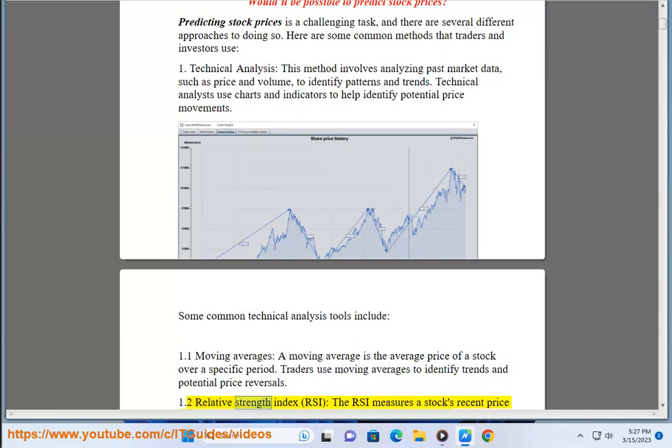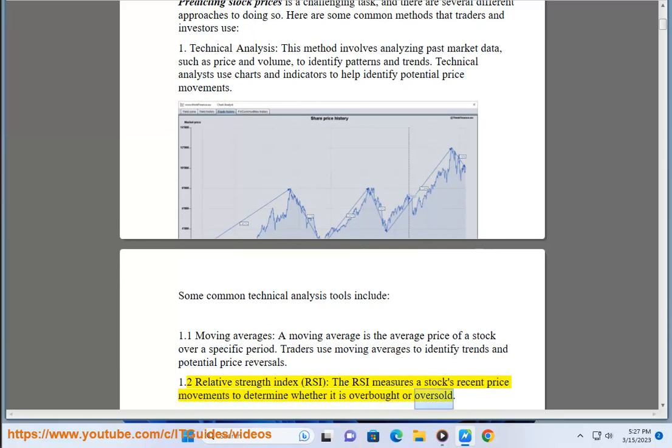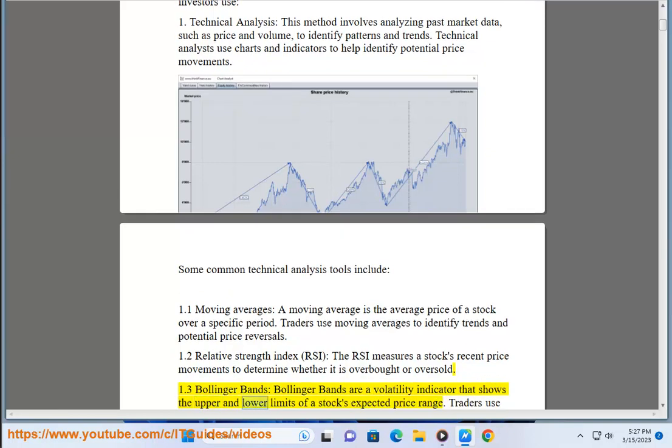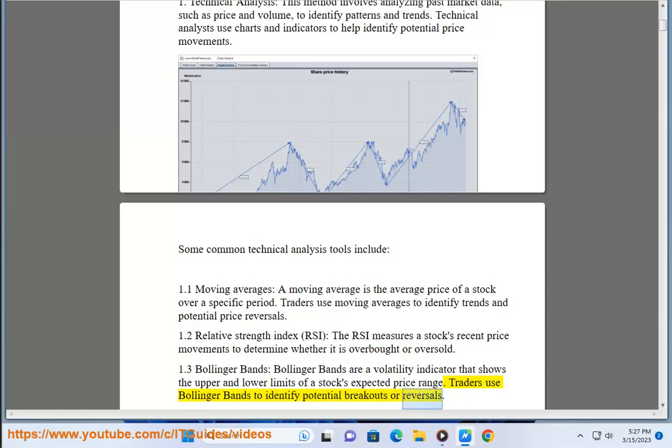1.2 Relative Strength Index, RSI. The RSI measures a stock's recent price movements to determine whether it is overbought or oversold. 1.3 Bollinger Bands. Bollinger Bands are a volatility indicator that shows the upper and lower limits of a stock's expected price range. Traders use Bollinger Bands to identify potential breakouts or reversals.